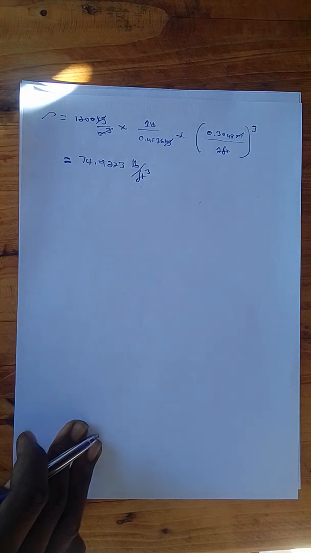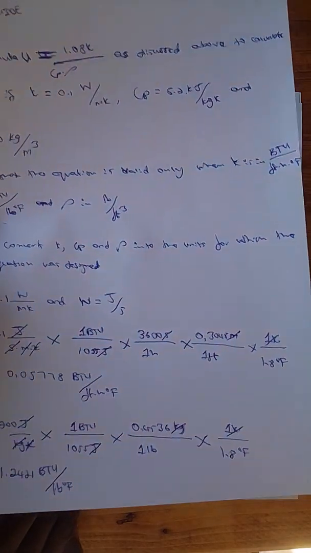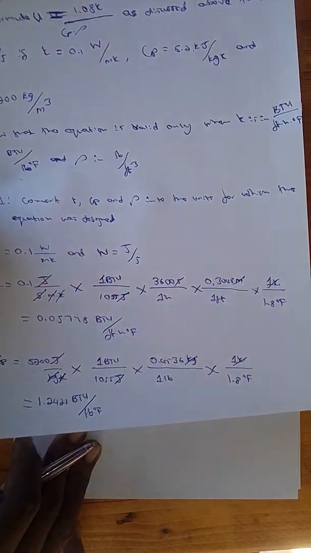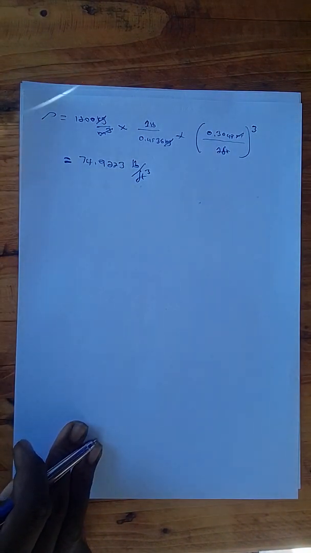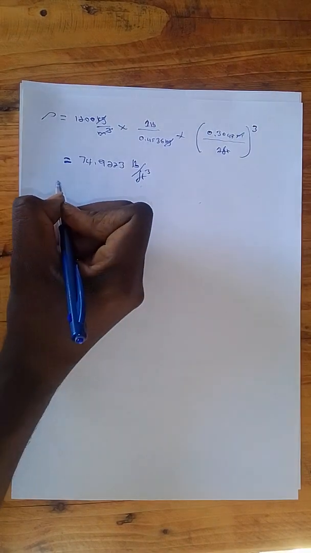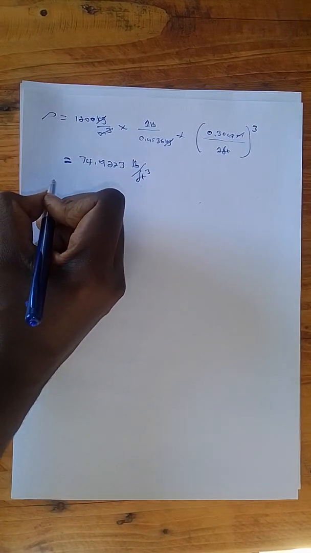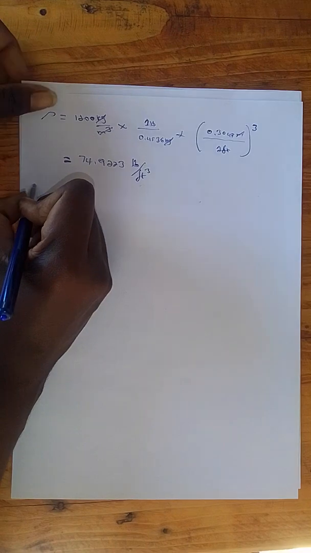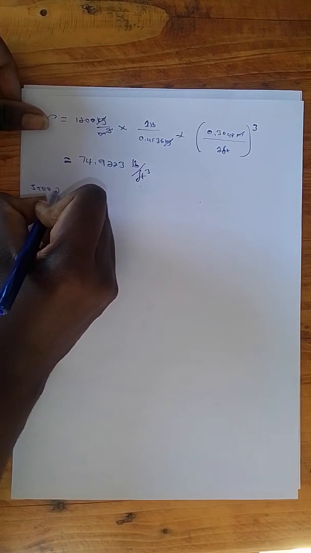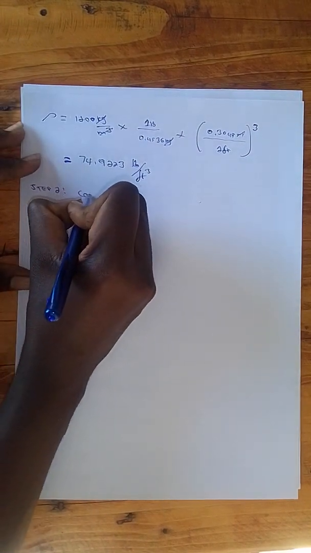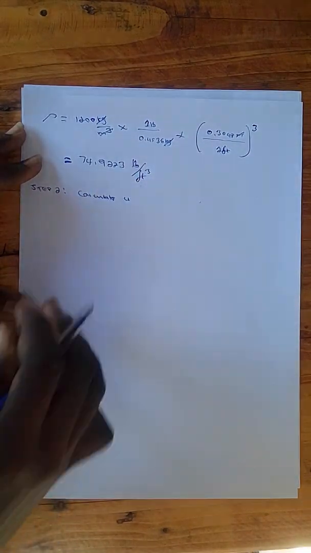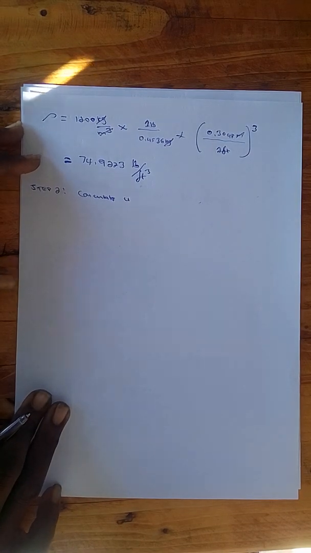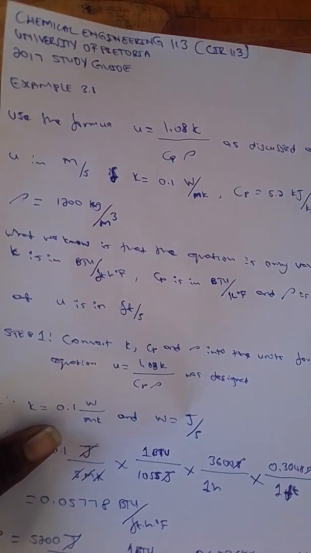Now with that said, this takes us to our step 2. Remember that this is actually our step 1, and let me just bring that one. Our step 1 was saying convert K, CP, and rho into the units for which the equation was designed, and now we're done with converting the 3 of them. So now we come to our step 2: calculate U, because the equation says calculate U, but it says in meters per second.